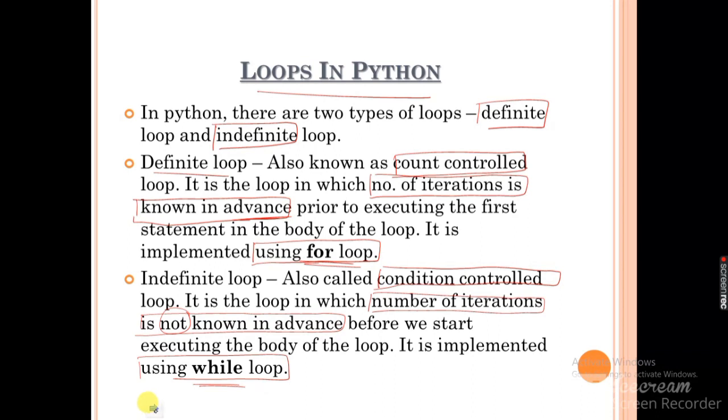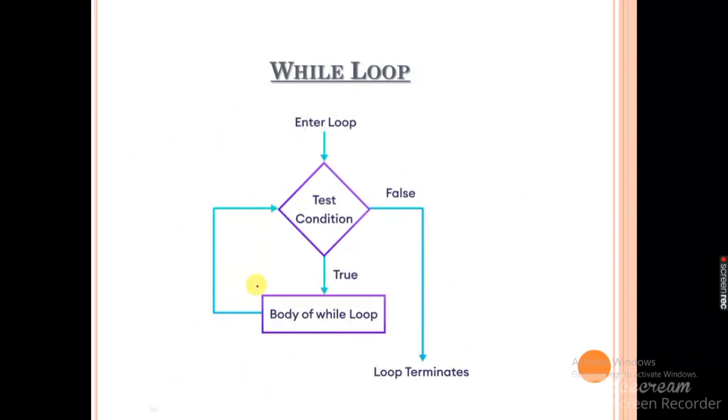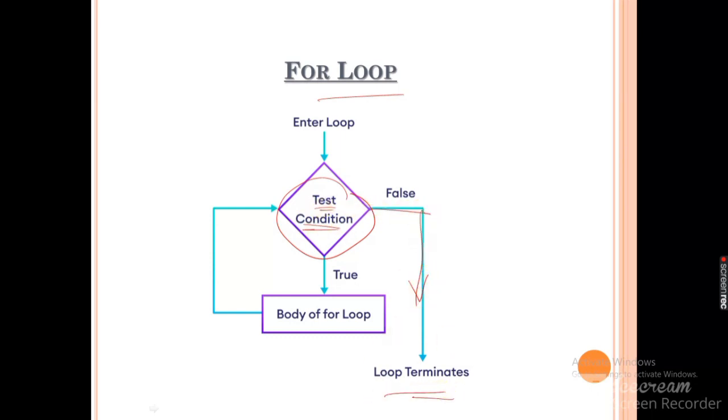Then, here comes the while loop. Firstly, it will check the test condition. If it's false, then the loop will terminate. But if the condition is true, then the body of the while loop will execute. Then comes the for loop. Firstly, it will again check the test condition, and if the condition is false, it will terminate the loop. But if the condition is true, then the body of the for loop will execute, same as the while loop. So this is all about loops.